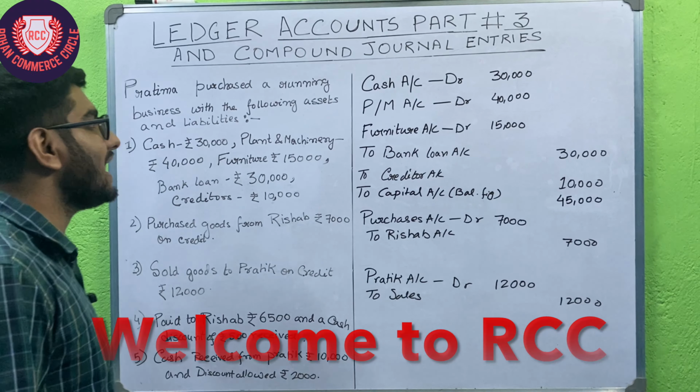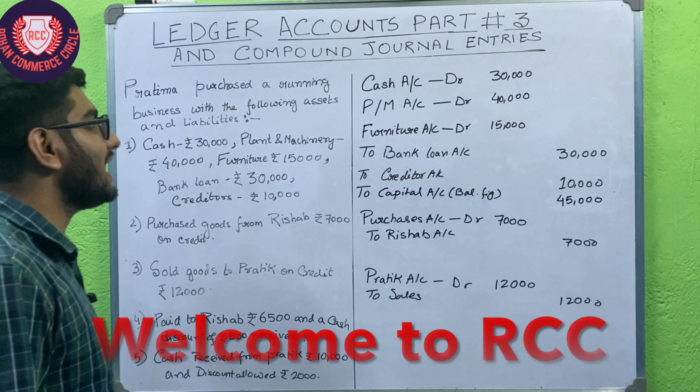But we have to do the contra entry also. So in cash account we have to write to Pratik. Okay students, to Pratik is 10,000, and in discount allowed account, this one, we have to write to Pratik, which is rupees 2,000. So this one is basically the contra entry.